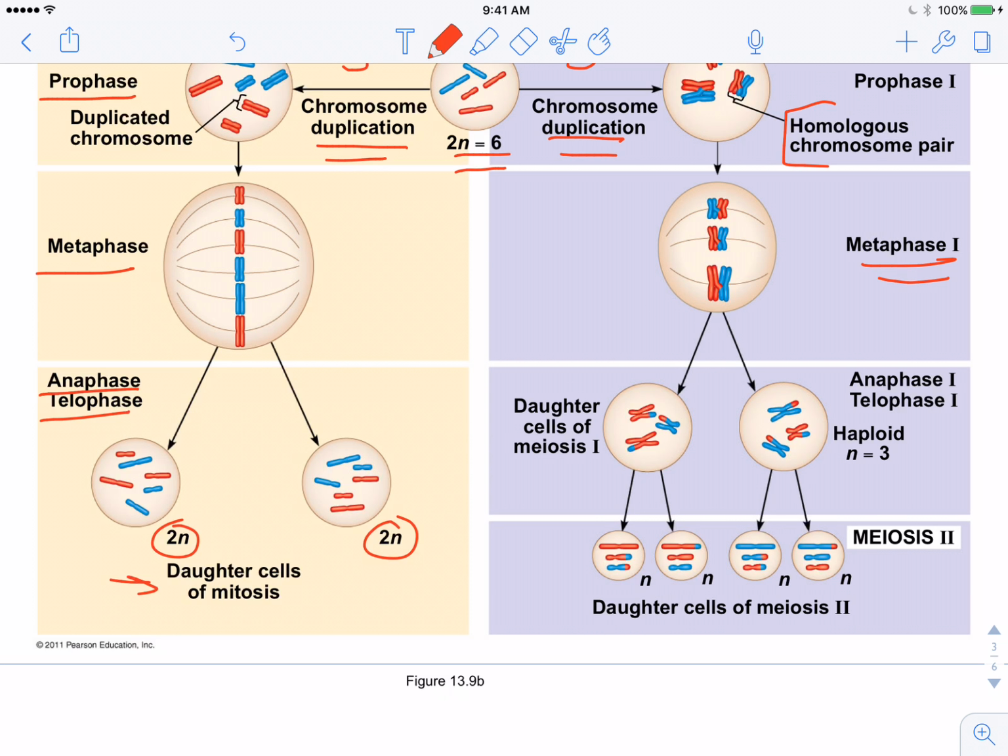And the homologous pairs separate during anaphase 1 and telophase 1. The results at the end of meiosis 1 are 2 haploid cells, and so they're already genetically different from each other. Then, over the course of meiosis 2, the sister chromatids separate, and the result is 4 haploid cells that are genetically different from each other and from the parent cell.